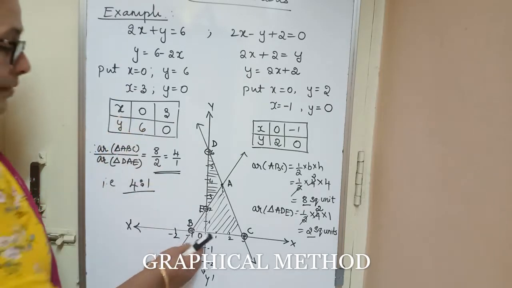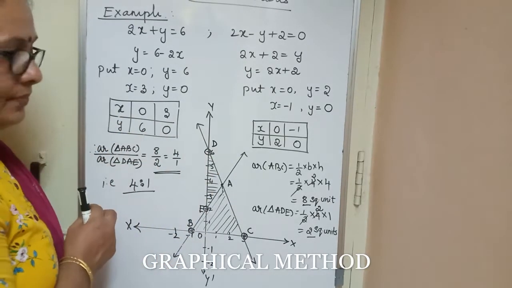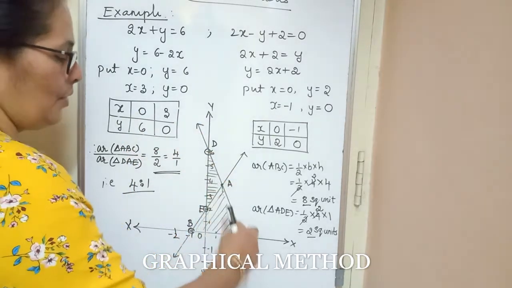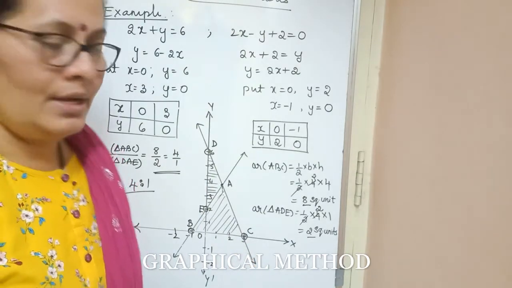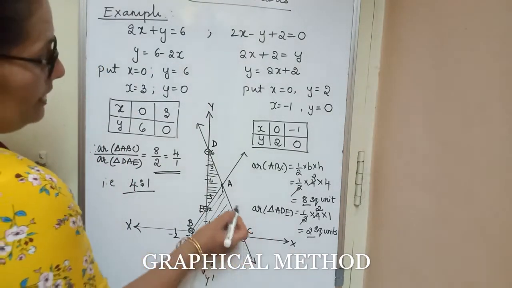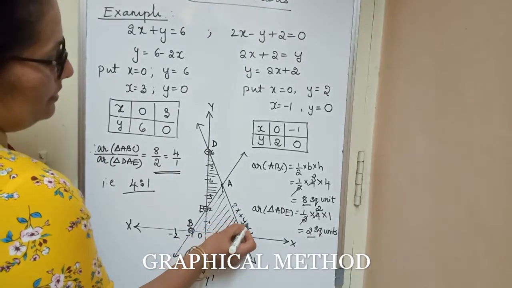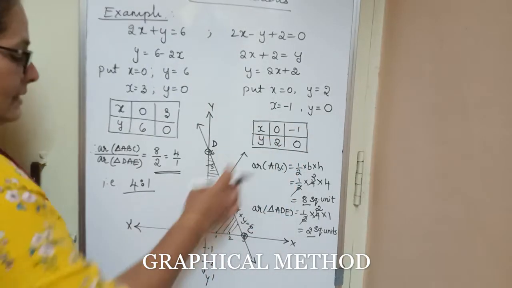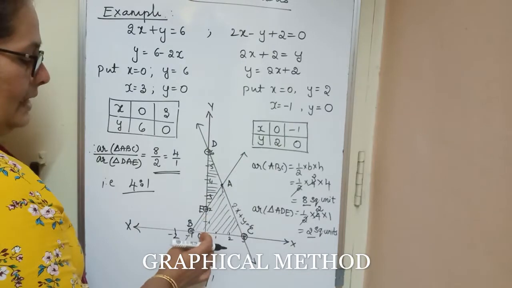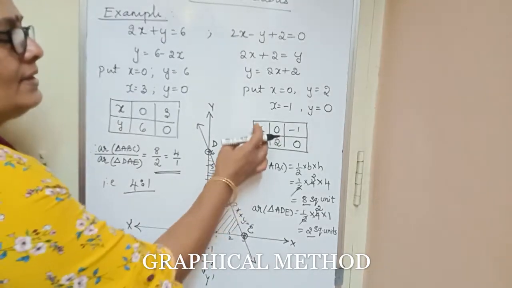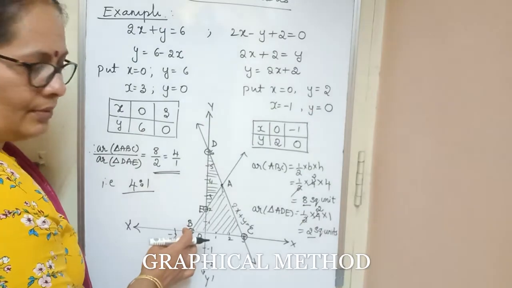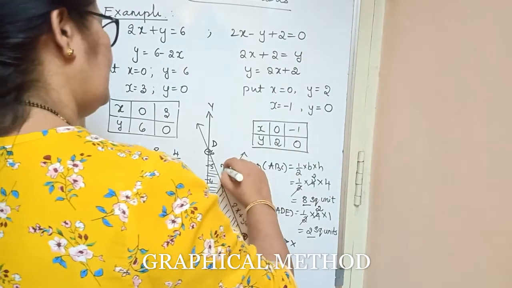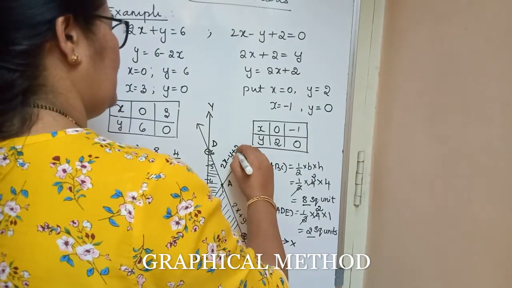Now, when x is 0, y is 6, and when x is 3, y is 0. So, join these two points, and you will get a straight line. This straight line represents 2x plus y equals 6. Now, another one: when x is 0, y is 2, and when x is minus 1, y is 0. So, join these two points. This line represents 2x minus y plus 2 equals 0.